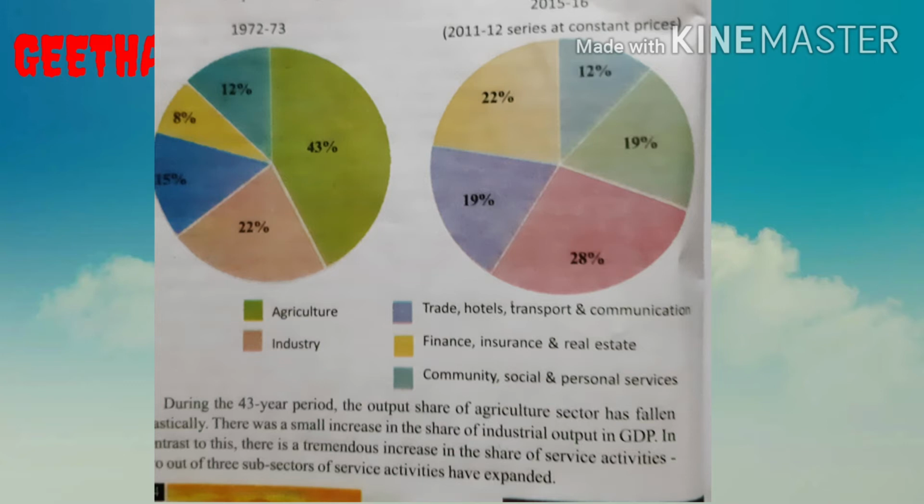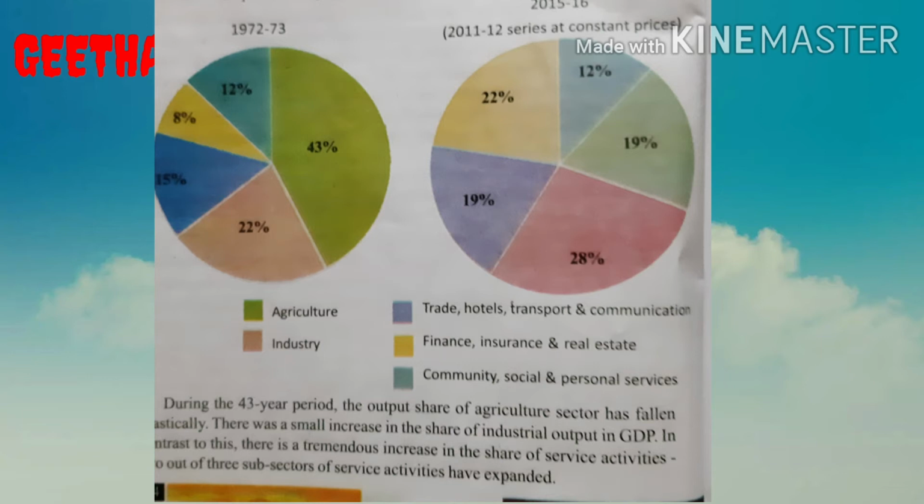In 2015-16, it has increased to 28%. You can see the contribution of the industrial sector has increased from 22% to 28%. Next, the light blue color, that's trade, hotels, transport, communication. These sectors' contribution to the GDP in 1972-73 was 15%. Coming to 2015-16, it has increased to 19%.